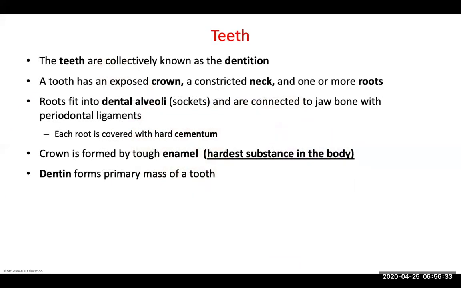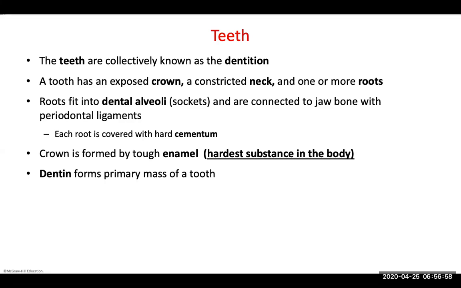Okay, with that, I think the last part of this lab is just looking at your teeth, which are important to help mechanically digest the food. We'll go over the teeth structure a little bit for you. They're collectively known as dentition. The crown is the part that's exposed that you brush. There's a neck and then roots. The alveoli are the sockets.